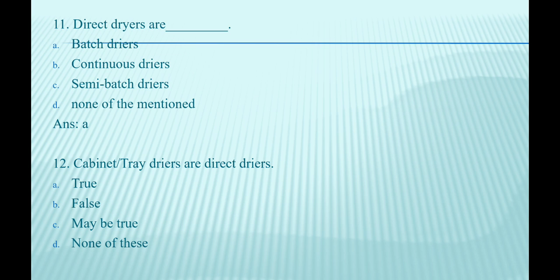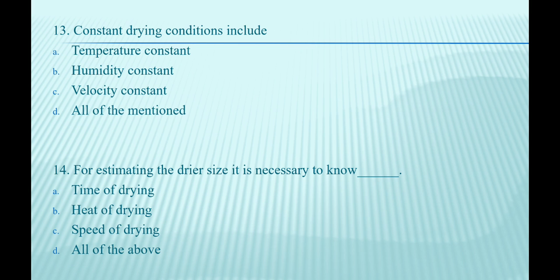Next question is, cabinet or tray dryers are direct dryers. Option A, true. B, false. C, may be true. D, none of these. So the correct answer is A, that is true.